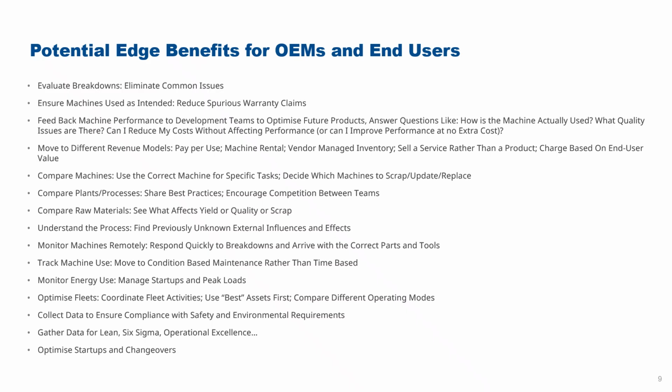If you're an OEM, you might want to ensure the machine is used as intended. Maybe you sold the machine to be intended for use as 8 hours a day, 5 days a week, but using an edge device on the machine, you might record its runtime, and you might find out it's being used for 10 hours a day, 7 days a week, and that's causing the machine to fail early. So what you can do there is you can use that in your negotiation with the end user to say, look, you weren't using the machine as we originally sold it, and that's why it's not working as intended. So that can reduce spurious warranty claims.